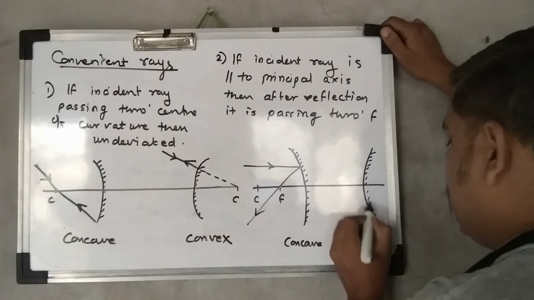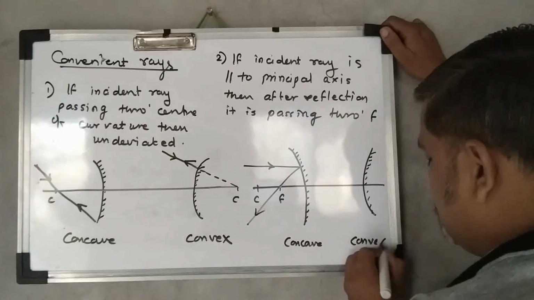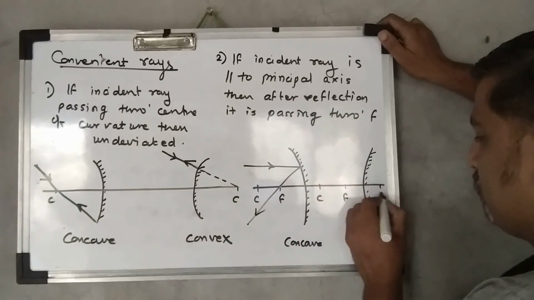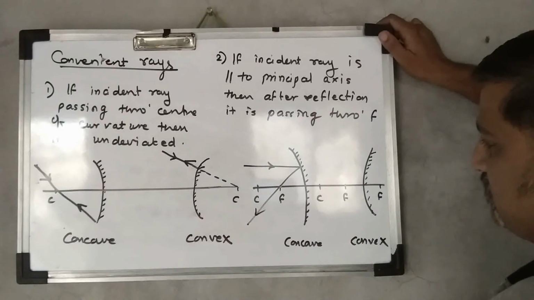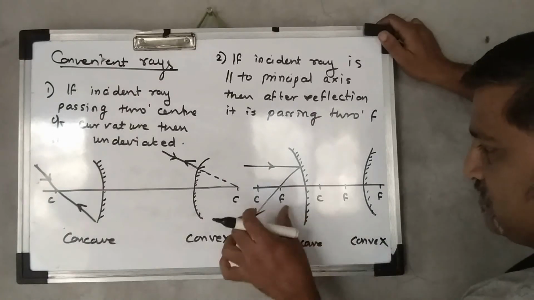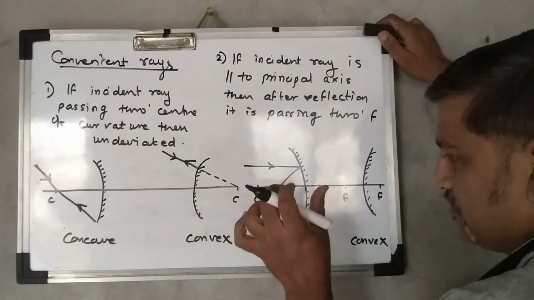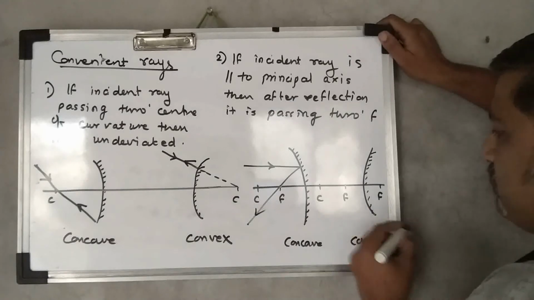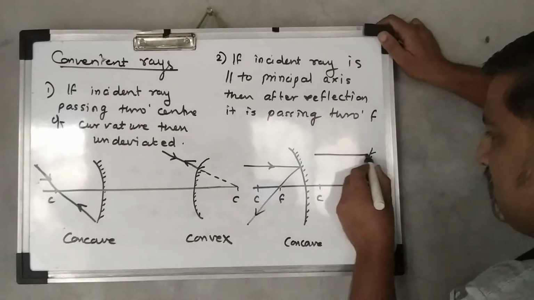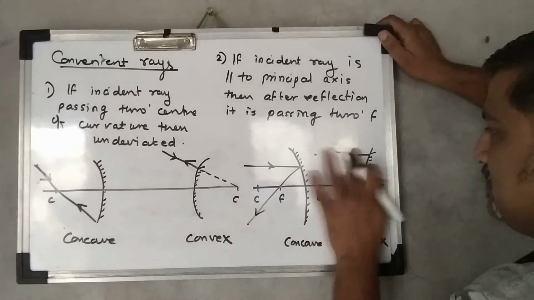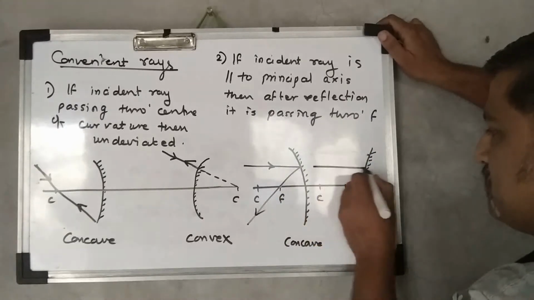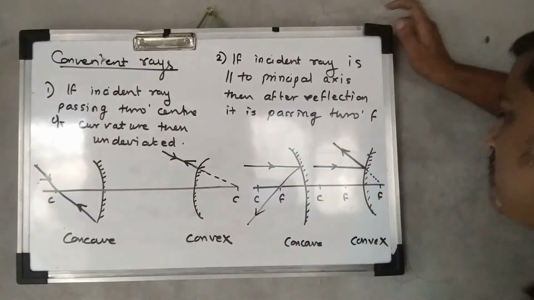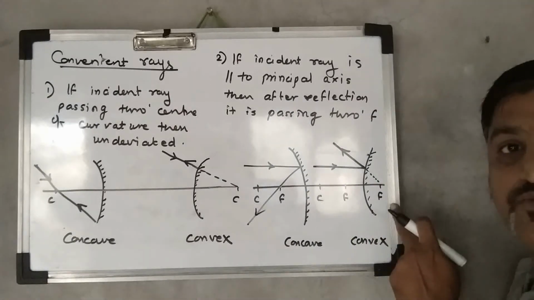Now, in the case of the convex mirror, we have the focus and the center of curvature. Keep in mind that the focus for the concave mirror is on the left side, while here it is on the right side. If the incident ray is parallel to the principal axis, after reflection it seems to pass through the focus.